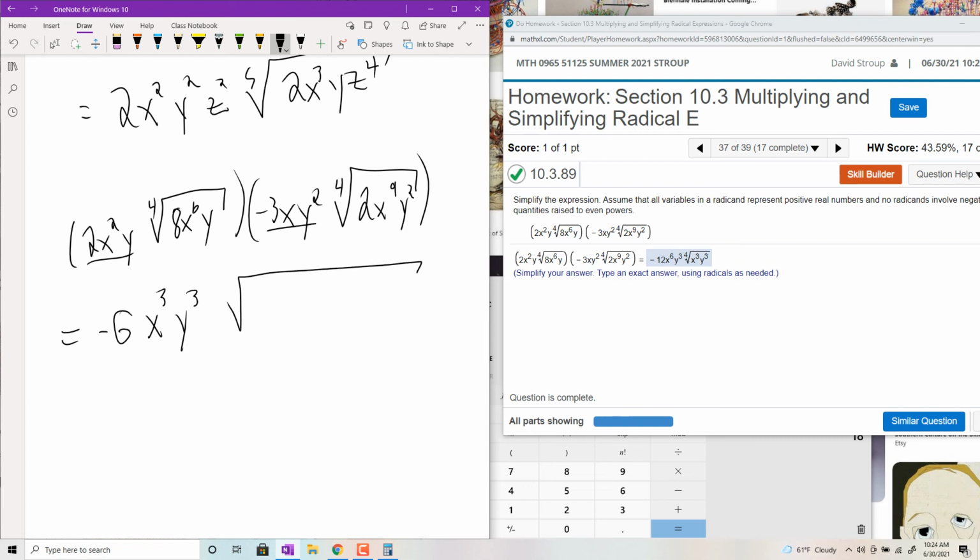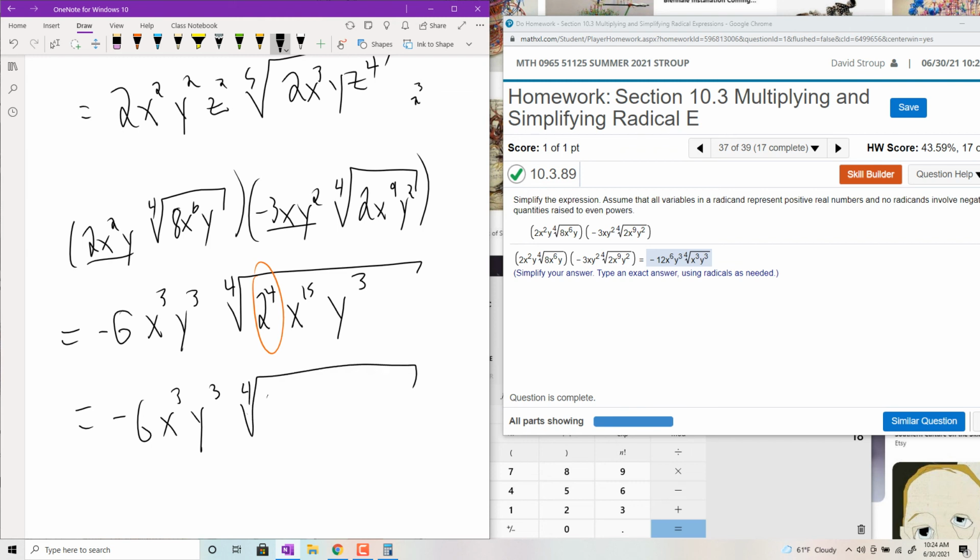And then let's go to our 4th root. So 8 is really 2 times 2 times 2. So it's 2 cubed times another 2 will give me 2 to the 4th. Then we get x to the 6th times x to the 9th is x to the 15th. And then y cubed. So I can march out the 2 to the 4th. Oops, I'm going to have to factor the x to the 15th. So negative 6x cubed y cubed times the 4th root of 2 to the 4th times x to the, what do we need? 12 times x cubed times y cubed.